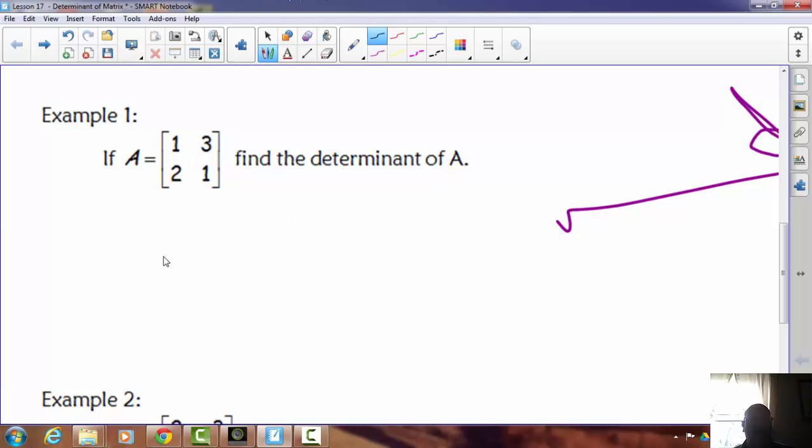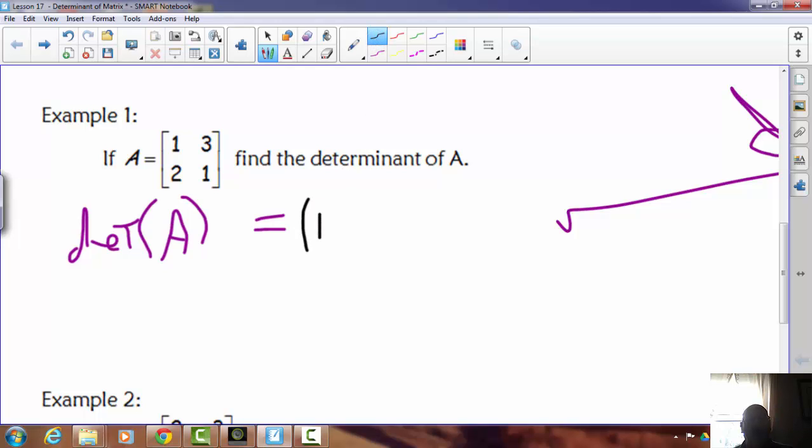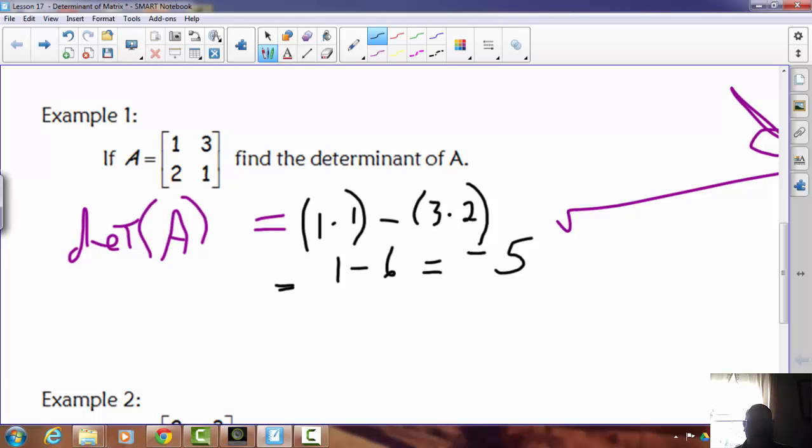So let's take a look at this matrix here. The determinant of A equals 1 times 1 minus 3 times 2. So it equals 1 minus 6, and the determinant of this matrix is -5. That's the determinant of A, excuse me, with this matrix A.